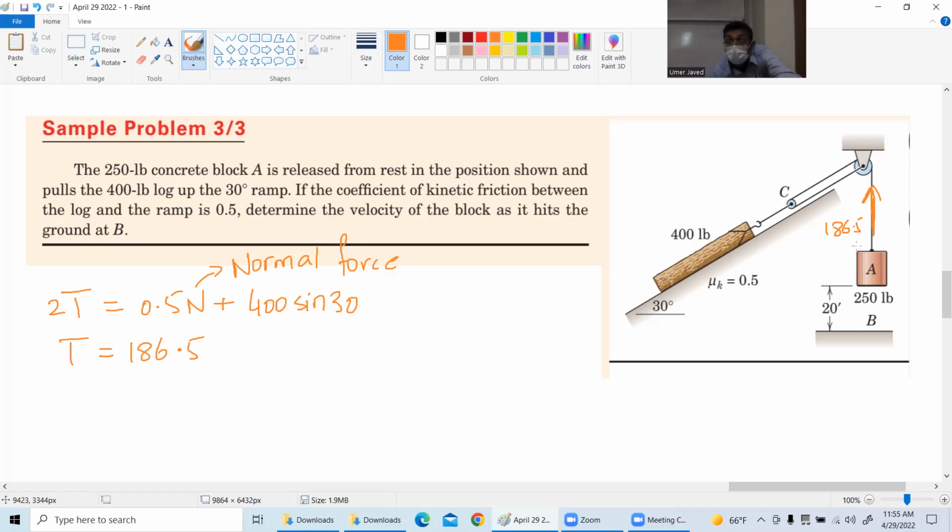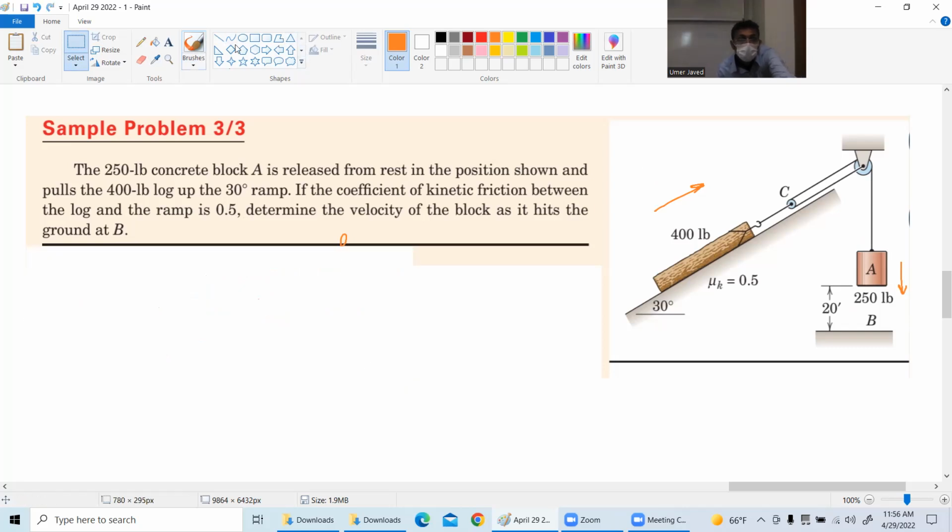The log will move up. Oh, I made a mistake, sorry. The log will move up. It will go up. Yes, because if 186.5 is less than 250, then this will go down and this system will go up. So our initial calculation tells us that the system will be moving up in this direction, and this fellow will be going down. Now there are students who are getting confused by all of this. I will explain it again.